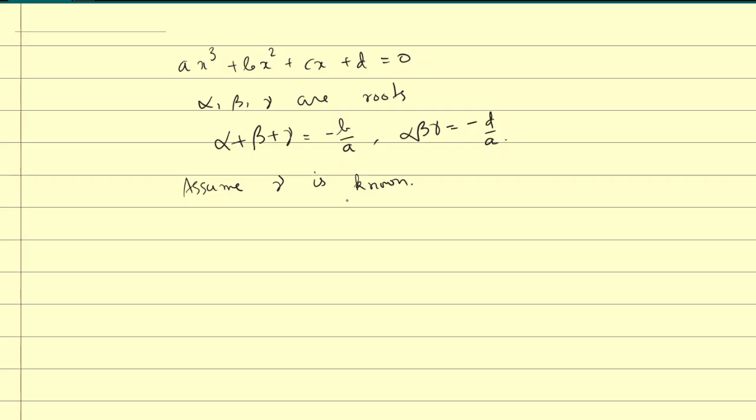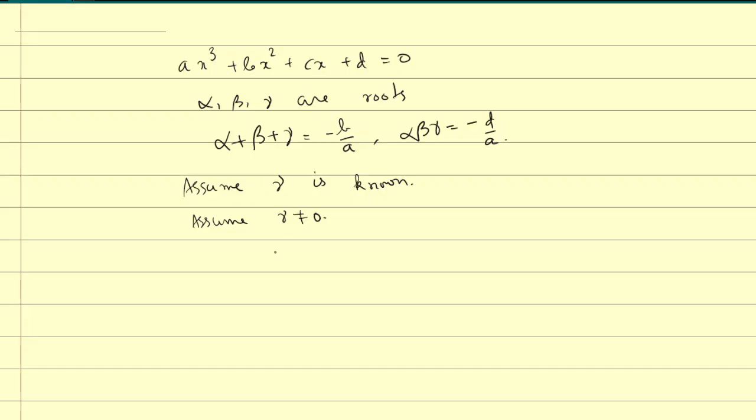If this is known, then we have to find out alpha and beta. We can assume that gamma is non-zero. If gamma is 0, then the cubic equation will become one without a constant term, so that the x can be taken out as common and you will easily solve it. So we can assume that gamma is anyway non-zero. If it is 0, then it is a trivial problem to solve.